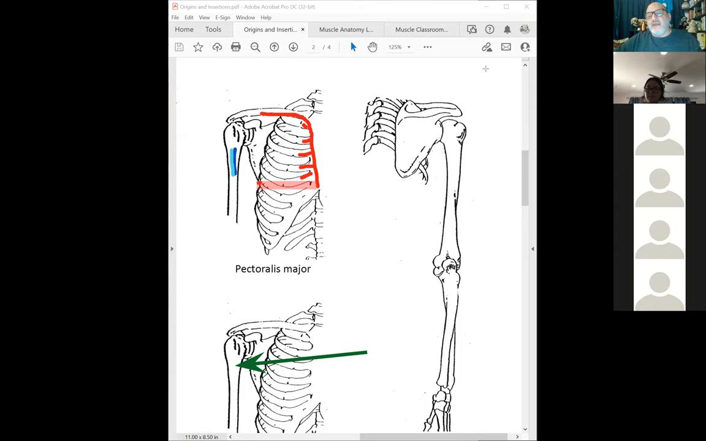Now, this shared insertion gives it some similar actions. Notice again, medial muscle with a medial origin and a lateral insertion. So with that medial origin, what is the obvious action it's going to have on the arm? Adduct, bringing it in. Notice because it also attaches to the anterior surface, it is going to medially rotate the humerus. But where the latissimus dorsi is a posterior muscle, so it extends the arm, the pectoralis major is an anterior muscle, so it's going to flex the arm. So there are your three actions of the pectoralis major. Flex the arm, adduct the arm, and medially rotate.